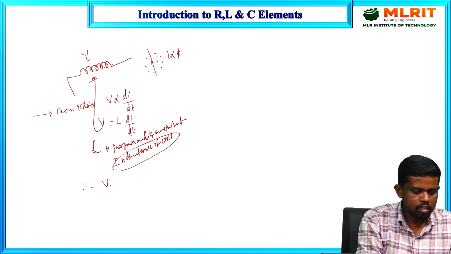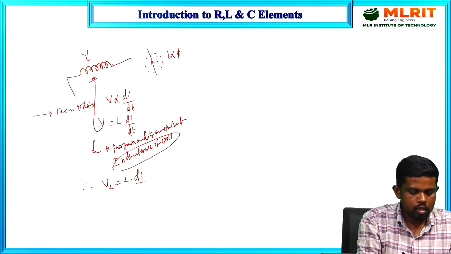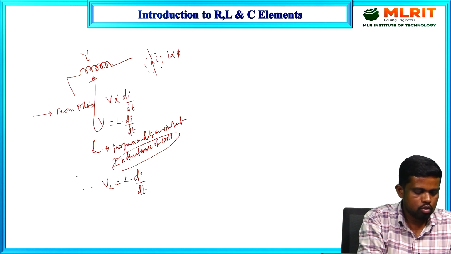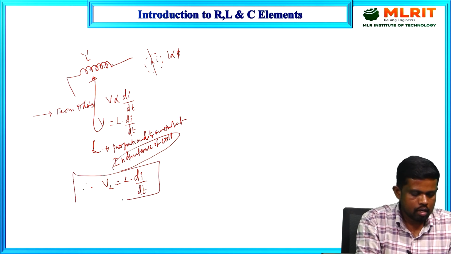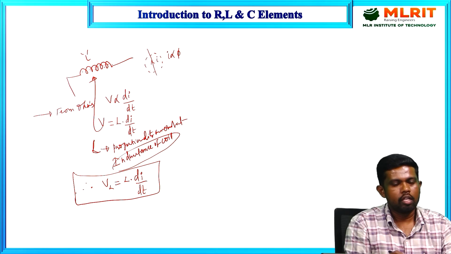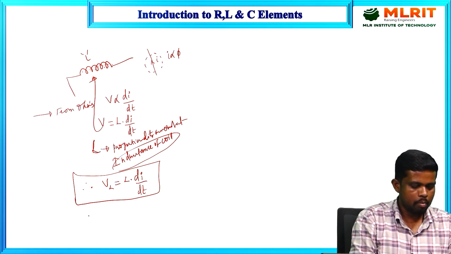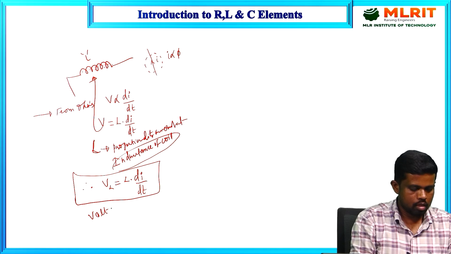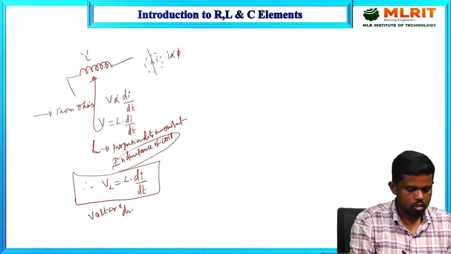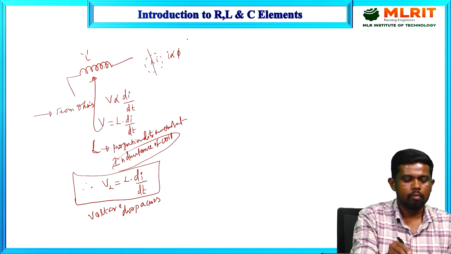So the voltage across the inductor, VL, equals L into di by dt. This means that from the energy source, the inductor can take L into di by dt amount of voltage from the source. This is the voltage drop across the inductor: L into di by dt.